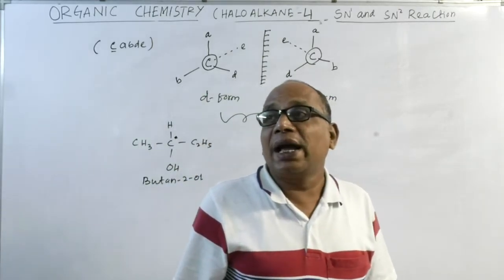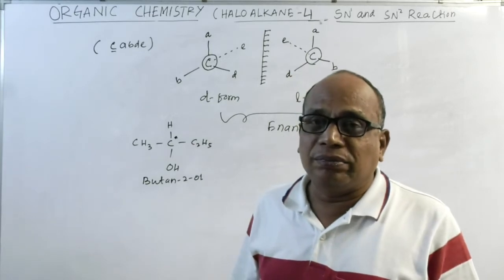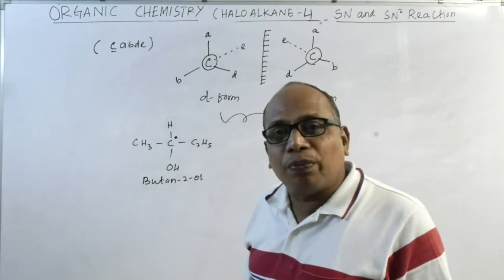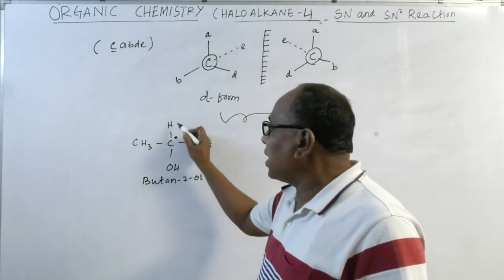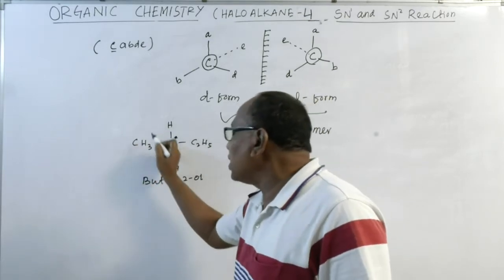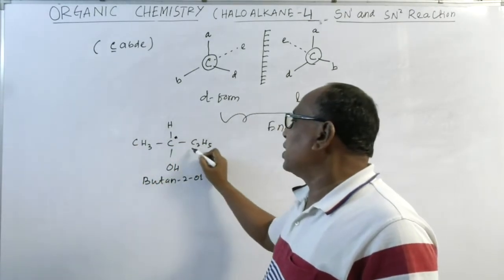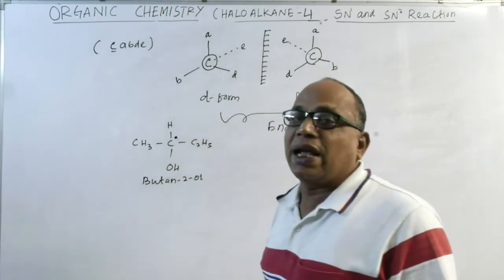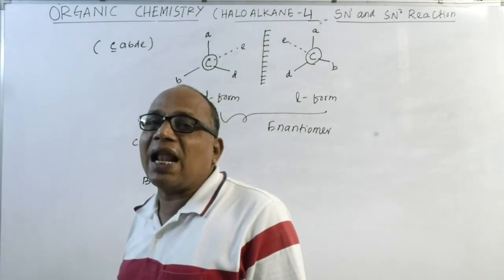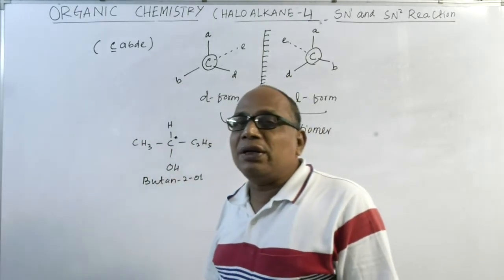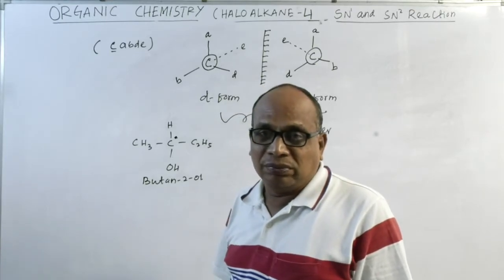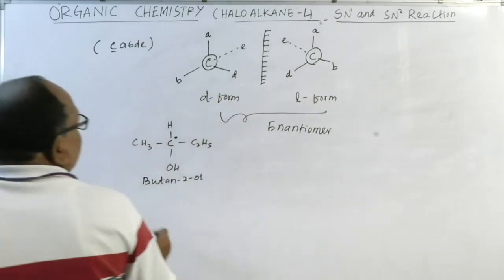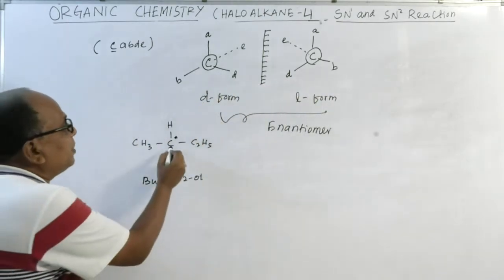What do you call it? Asymmetric carbon atom. It means the carbon atom is bonded with 4 different atoms or groups. You see, this carbon is bonded with hydrogen, this carbon bonded with methyl group, this bonded with OH group, this bonded with C2H5 group, ethyl group. So this carbon is known as asymmetric carbon or chiral carbon. And it has a tetrahedral structure because of sp3 hybridization.